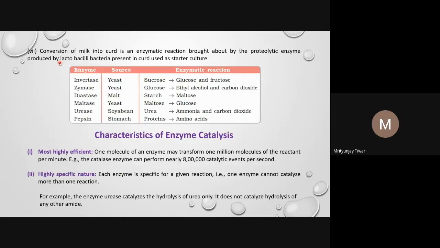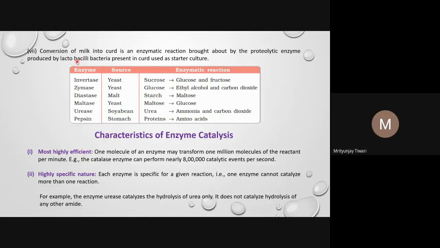Now another example is the conversion of milk into curd, an enzymatic reaction brought about by proteolytic enzymes. These are also proteolytic enzymes, or proteases, produced by lactobacilli bacteria present in curd used as a starter culture. Whatever curd we use as a starter culture contains lactobacillus bacteria, and the plural of bacillus is bacilli. These lactobacilli are present in milk, and bacillus means rod-shaped bacteria, and they convert milk into curd. They produce certain enzymes, and those enzymes break proteins into amino acids, and finally it converts milk into curd.